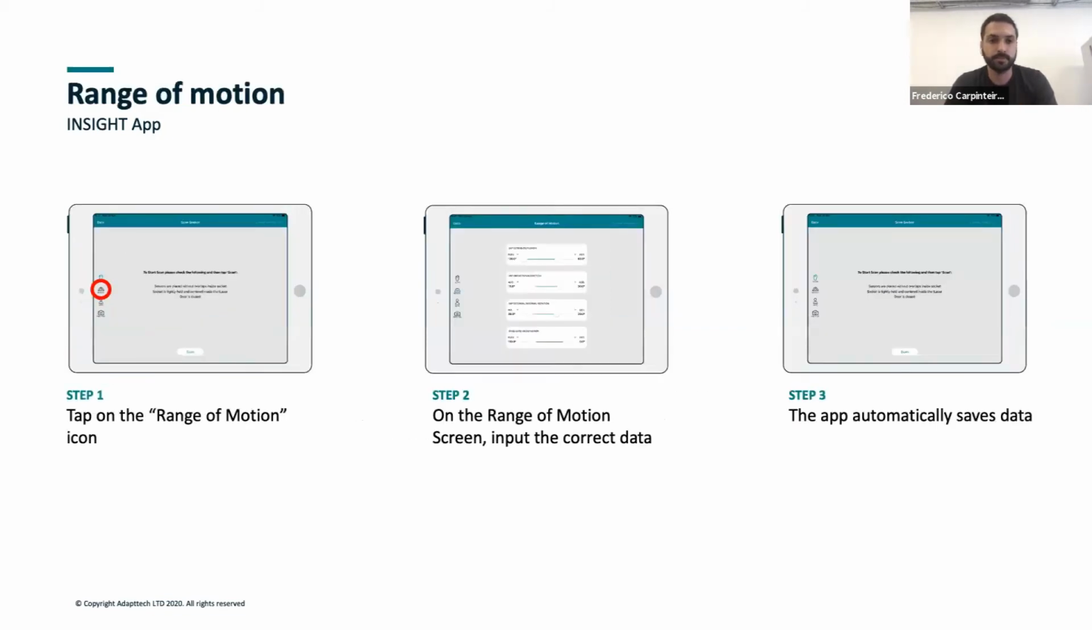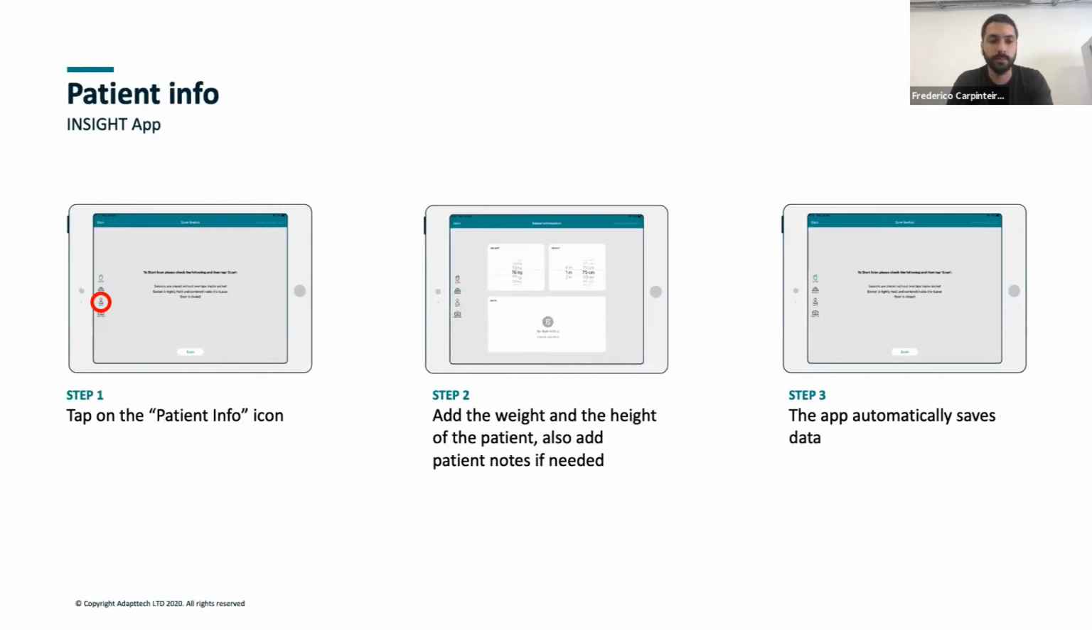Next slide. So besides the scanning action, and you can do these actions while you're waiting for the scan to complete, you can fulfill the range of motion information. And the data on these tools is automatically saved. So you can just switch from one to the other. Next slide. You can fulfill the patient information like weight, height, and you can add any notes that you want. Next slide.